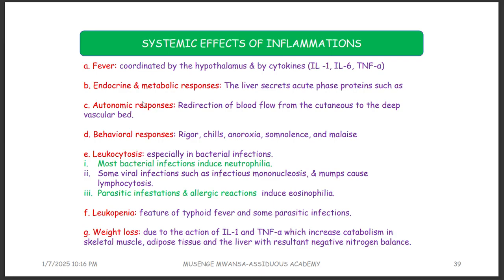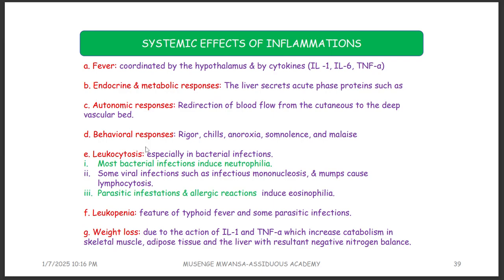There can also be autonomic responses, like the redirection of blood flow from the cutaneous to the deep vascular bed. From the skin, blood should go more to the deep vascular bed. And then behavioral responses can be seen, like rigor, chills, anorexia, where someone doesn't want to eat, somnolence, where you are dozing in the daytime, and malaise, where you just feel not okay.